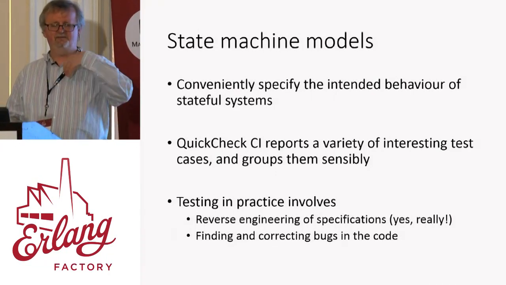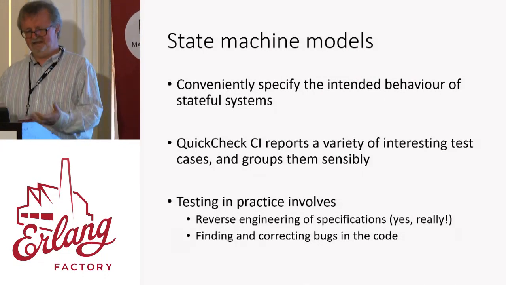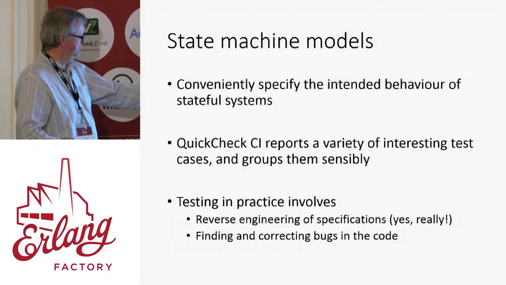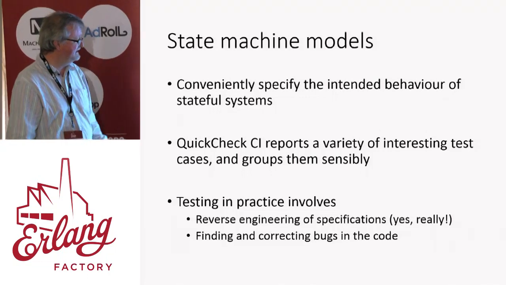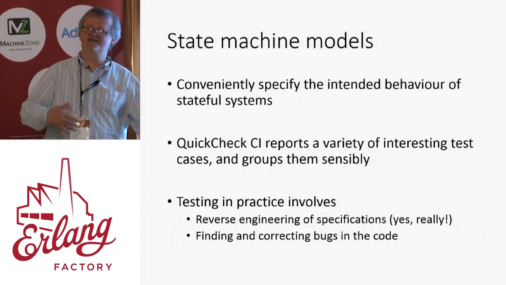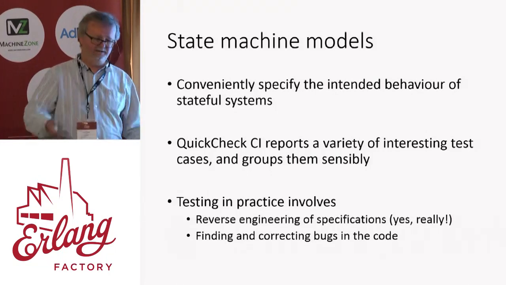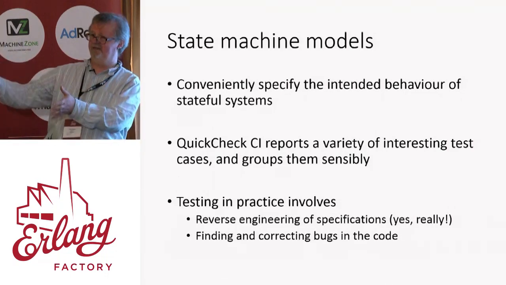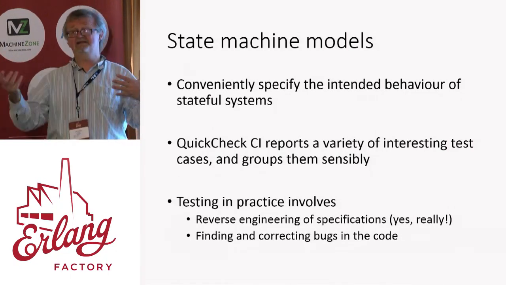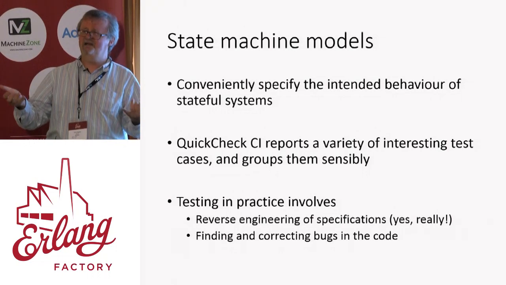Not for the process registry because it's so well tested, but in general, you find a mixture of these two things. So really what QuickCheck is doing is comparing two different descriptions of what the code should do, the implementation and the specification. And when you find an inconsistency, then you have to decide where the fault is.